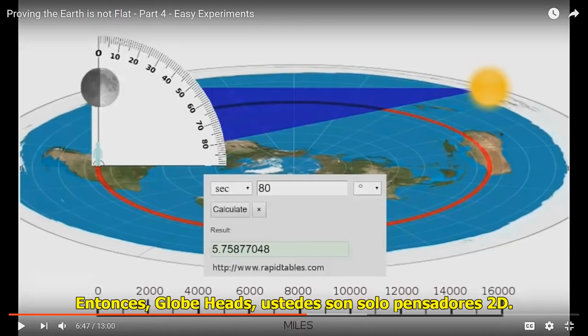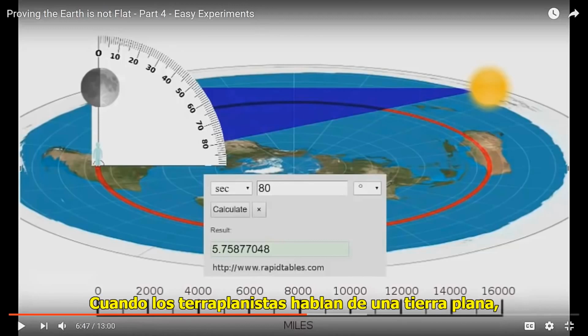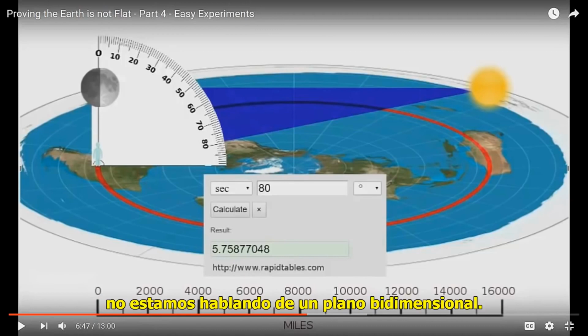So, globeheads, you're just two-dimensional thinkers. When flat earthers talk about a flat Earth, we're not talking about a two-dimensional plane. We are talking about a multi-dimensional plane with bumps and rises and hills and mountains and lakes and perspective. If you're going to debunk the flat Earth, then you must debunk it from the observer's real perspective.